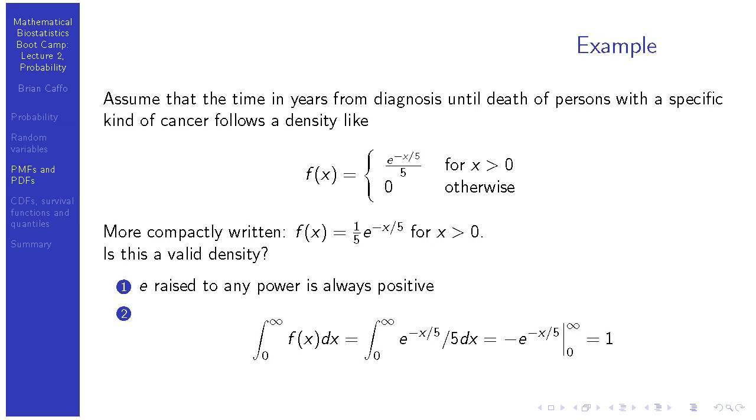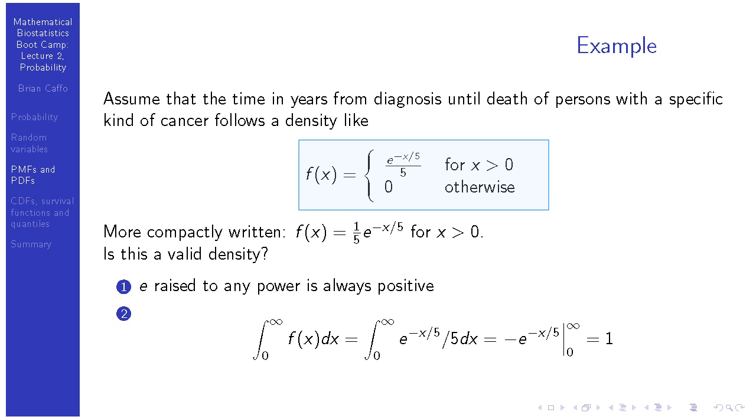Let's go through a specific example of a PDF, and let's put it in a context. So let's assume that the time in years from diagnosis until death with a specific kind of cancer follows the density that looks like this. f of x equals e to the negative x over 5, divided by 5, for x greater than 0. The greater than 0 being contextually clear because you can't have negative time from diagnosis, and the person is presumably alive at the time of diagnosis.